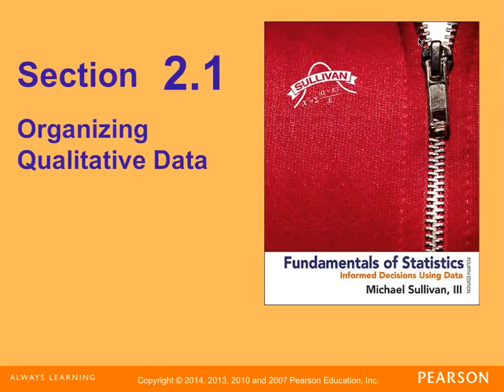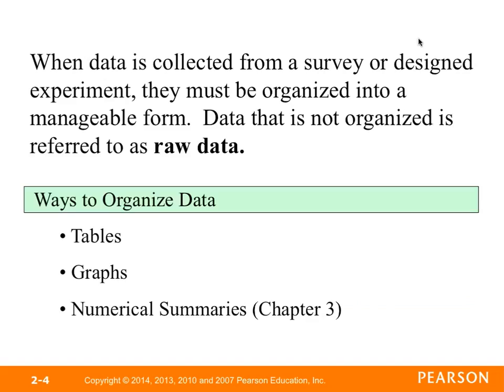So section 2.1 is all about organizing qualitative data. Hopefully you remember qualitative data. That can also be referred to as categorical data. They're things that aren't numeric, they're categories. So when data is collected from a survey or designed experiment, they have to somehow be organized into a manageable form. Data that isn't organized is referred to as raw data.